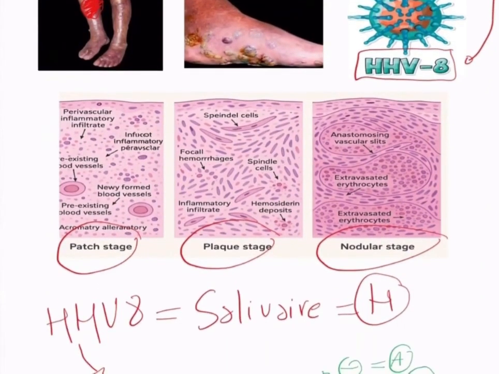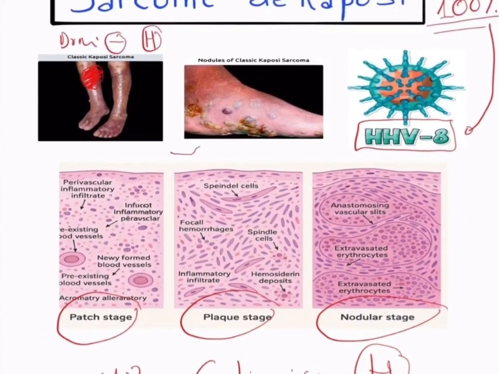Secondly, we will see the plaque phase. What does that mean, a plaque phase? It means that this vascular proliferation has increased its speed and it starts to rise until it gives an elevation on the skin, as if a relief, and it is still red and purple. This is the plaque phase.